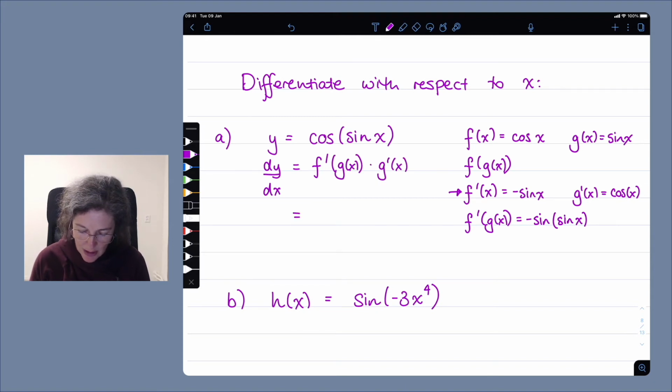So let's put that all together. We need this bit here, so that's a minus sine of sine of x, and I've got to times it by the derivative of g, which is cosine of x.